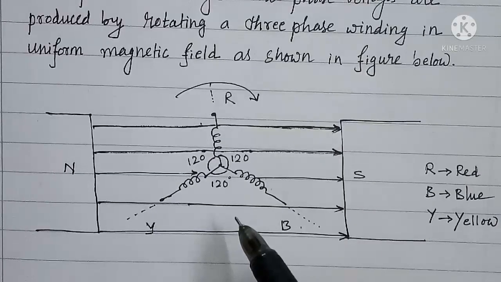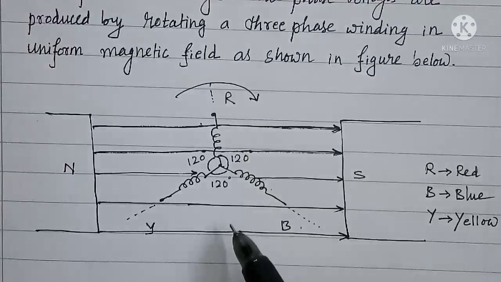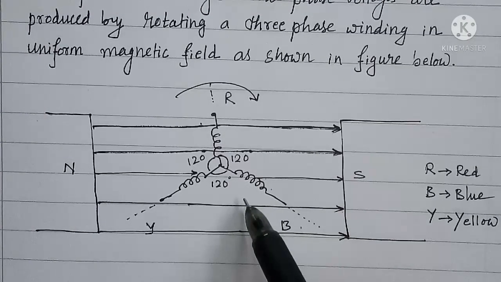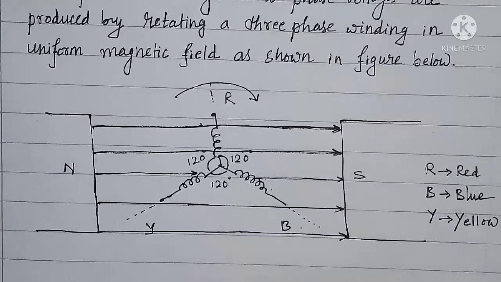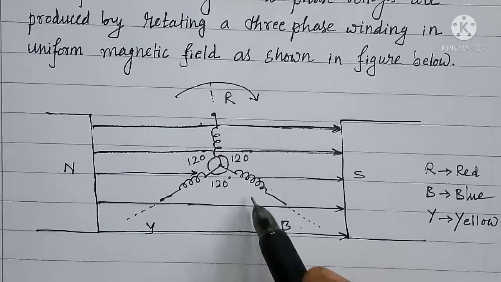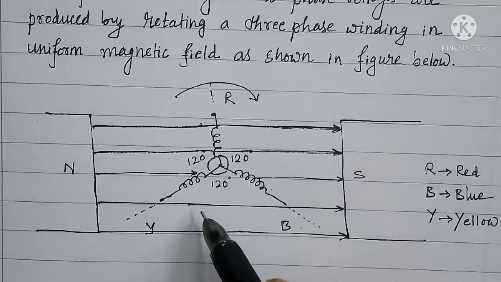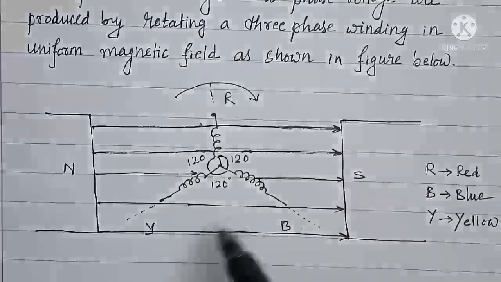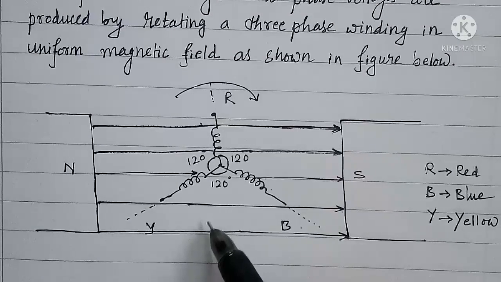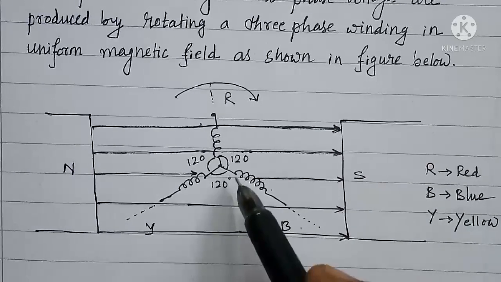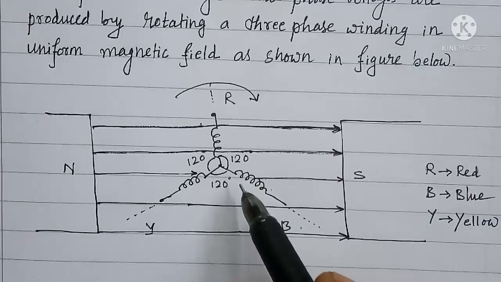And what type of this EMF induced is? The EMF induced here is dynamically induced EMF, because there is relative motion between the windings and the magnetic field. The EMFs induced in these three windings are 120 degree apart from each other. That means the EMF induced in each of these coils will be crossing the omega t axis with a delay of 120 degree, one after the other.